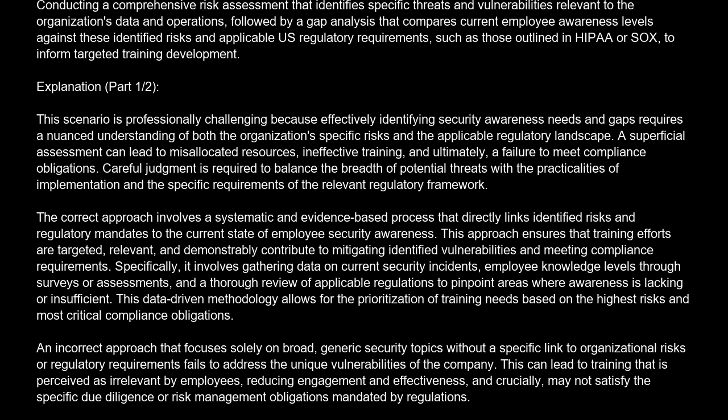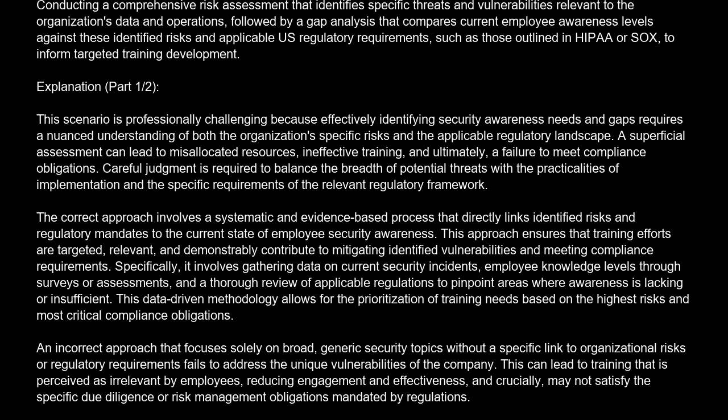The correct approach involves a systematic and evidence-based process that directly links identified risks and regulatory mandates to the current state of employee security awareness. This approach ensures that training efforts are targeted, relevant, and demonstrably contribute to mitigating identified vulnerabilities and meeting compliance requirements. Specifically, it involves gathering data on current security incidents, employee knowledge levels through surveys or assessments, and a thorough review of applicable regulations to pinpoint areas where awareness is lacking or insufficient. This data-driven methodology allows for the prioritization of training needs based on the highest risks and most critical compliance obligations.